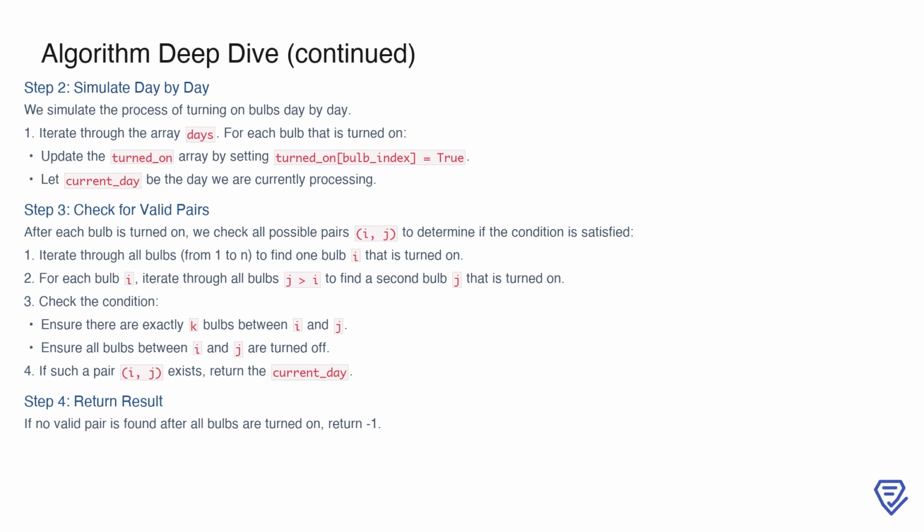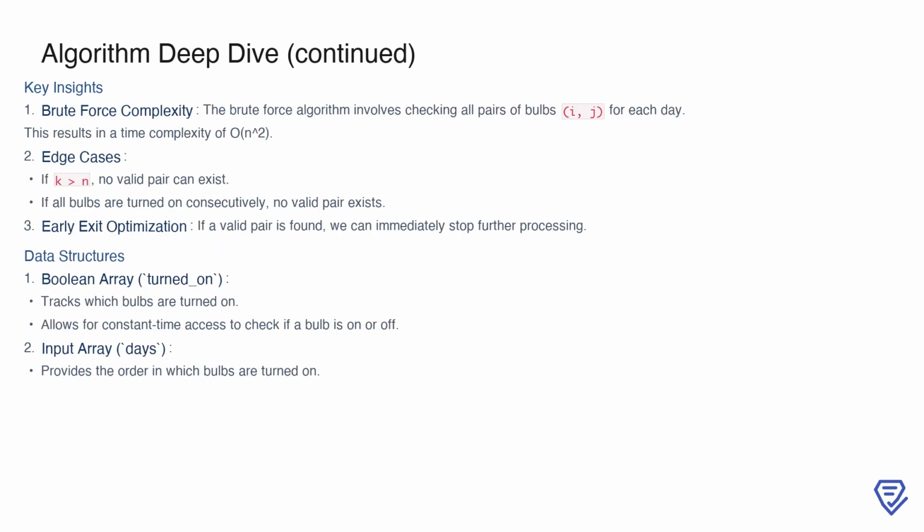If we find such a pair, we immediately return the current day. If no such pair exists after processing all days, we return -1, indicating that the condition was never met. To analyze this approach, the brute force method involves iterating through all pairs of bulbs, i, j, for each day, leading to a time complexity of O(n squared). While this is straightforward, it becomes computationally expensive as the number of bulbs increases.